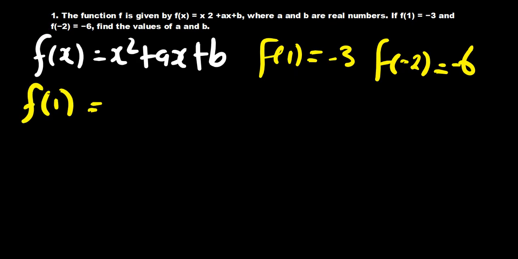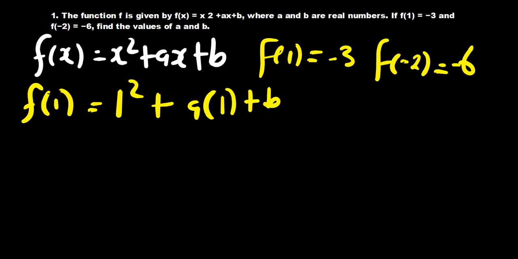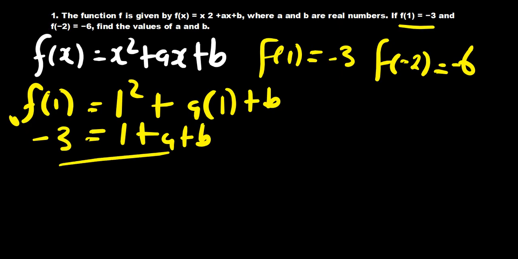What this means is that wherever there is x, we'll be replacing it with 1. So it will be 1 squared plus a, where there is x is just 1, plus our b. So 1 squared is just 1, so it will be 1 plus a plus b. Now we're saying f of 1 is equal to negative 3, so our f of 1 in this case will be negative 3 on the other side. So this is our first expression.